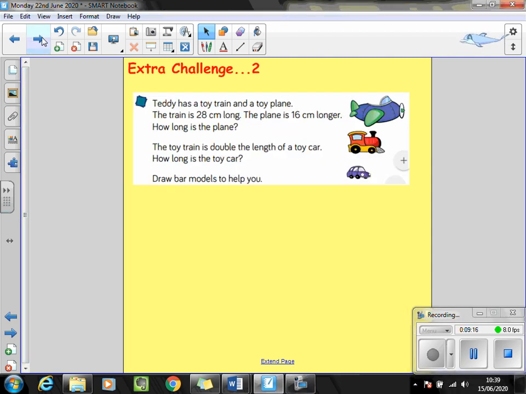And the last challenge today, extra challenge 2. Teddy has a toy train and a toy plane. The train is 28 centimetres long. The plane is 16 centimetres longer. How long is the plane? The toy train is double the length of a toy car. How long is the toy car? Can you draw bar models to help you? And more importantly, can you explain your bar models and your workings to your adult?